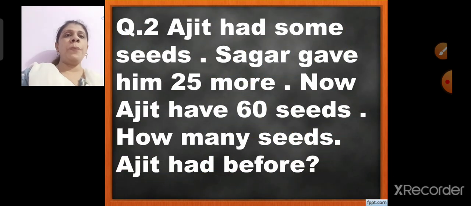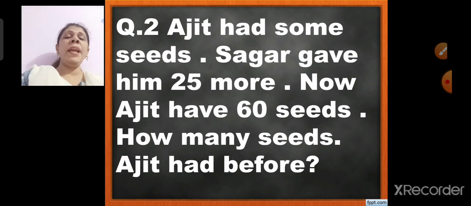Now question number 2. Ajit had some seeds. Sagar gave him 25 more. Now Ajit has 60 seeds. How many seeds did Ajit have before? I repeat the question. Ajit had some seeds. Sagar gave him 25 more seeds. After Sagar gave him 25 more, Ajit has 60 seeds. So, how many seeds was Ajit having before Sagar gave him?